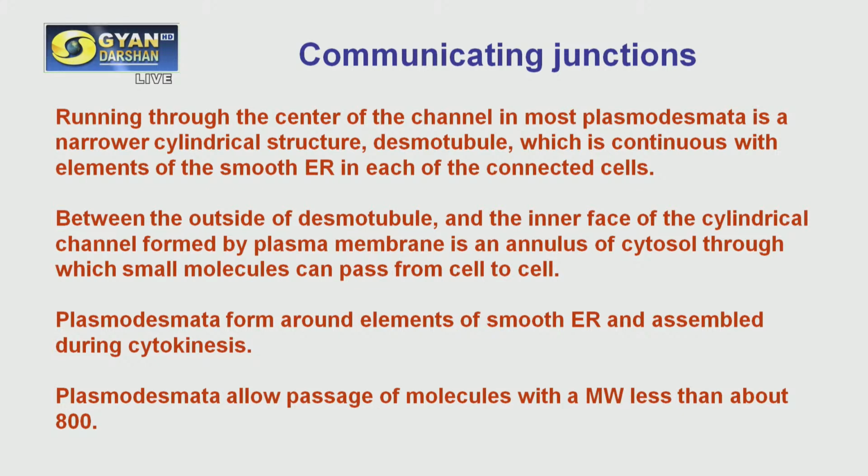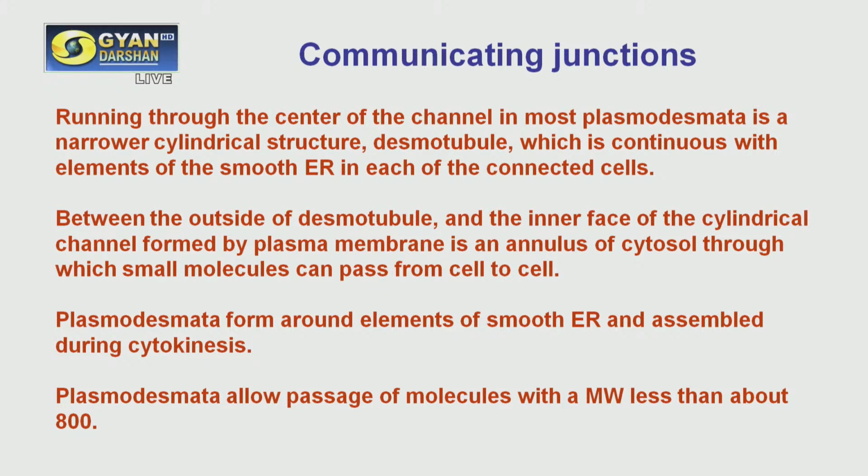Plasmodesmata form around elements of smooth endoplasmic reticulum. ER stands for endoplasmic reticulum. They are assembled during cytokinesis. Plasmodesmata allow passage of molecules with molecular weight less than about 800.